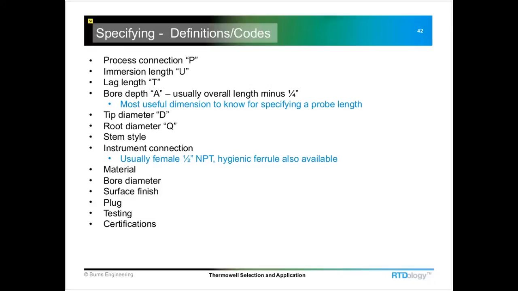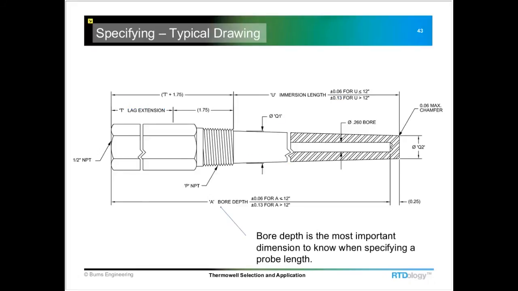Then I want to talk a little bit about some of the materials, bore diameters, and some of the other testing and certifications that go along with Thermowells. Our diagram here shows where all these letter variables apply. U being the immersion length of the well, this would be the wetted surface, and T being the lag length. And this is in addition to the standard for threaded wells. It's usually about 1 3/4 inches. That includes the thread and a wrench hex, and then the lag extension is in addition to that.